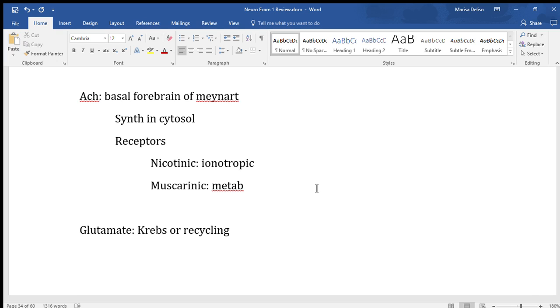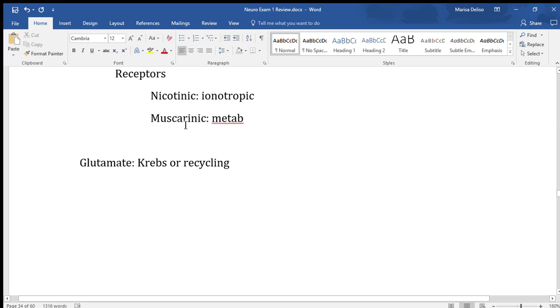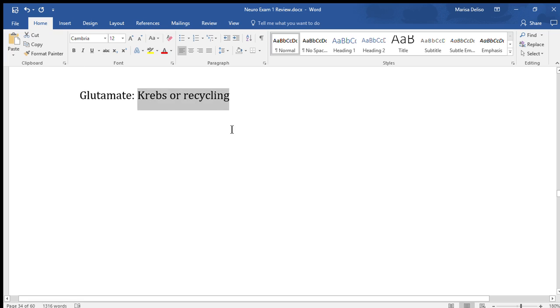And so we know acetylcholine is the basal forebrain nucleus of Meynert. Another key thing: it doesn't really matter for most of them other than norepi and epi. This is synthesized in the cytosol. Most of them are, until we get to norepi and epi, so I'll talk about that then. And you guys know nicotinic and muscarinic receptors. Glutamate, just know there's two ways to get glutamate: either through the Krebs cycle, the TCA cycle, or recycling. And we'll talk about recycling real quick.